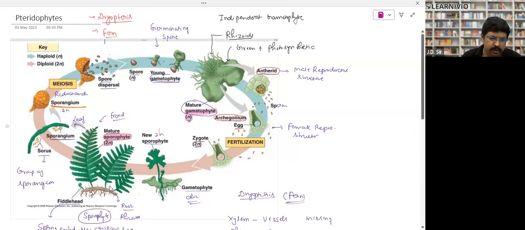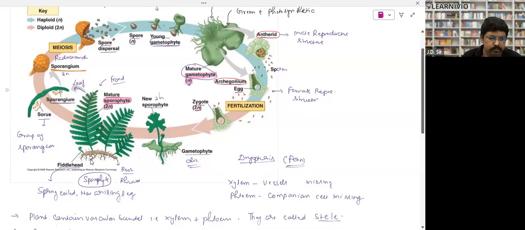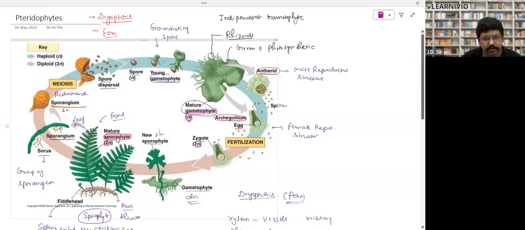Now you can see, this is the sporophyte. The sporophyte has a spring-like structure for feeding, and this structure is called frond, right? Then the leaf which bears the spores is known as the sporophyll. So there are sporophyll leaves which bear the spores. The spores are found in groups on the lower surface of leaves, and the group is called a sorus, and a single structure is called a sporangium.